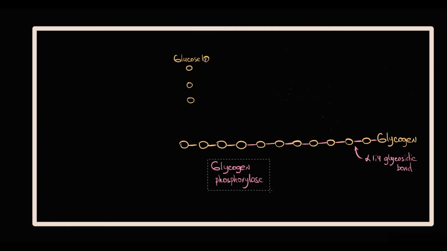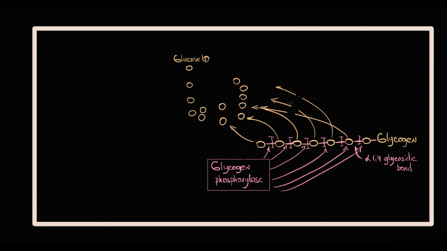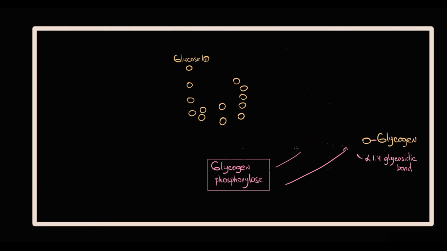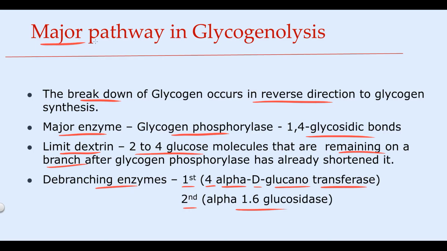Glycogen phosphorylase cleaves the 1,4 glycosidic bond. As a result, a glucose 1-phosphate molecule is released, and glycogen becomes 1 glucose molecule shorter. And in this fashion, glycogenolysis occurs systematically over and over. So it's the major pathway of glycogen degradation.